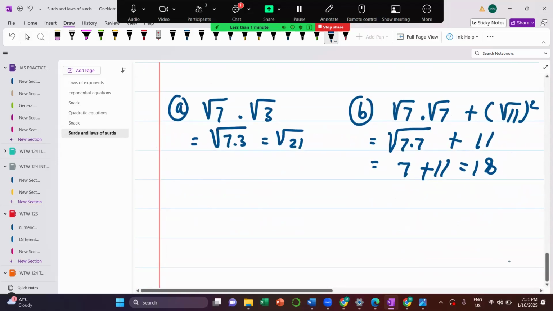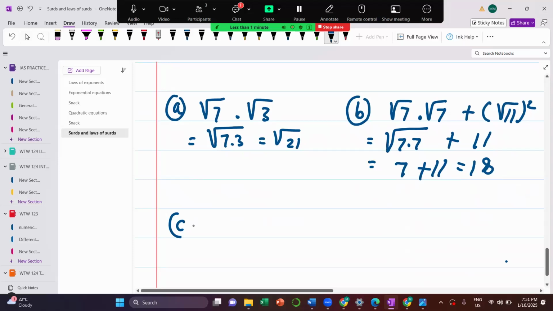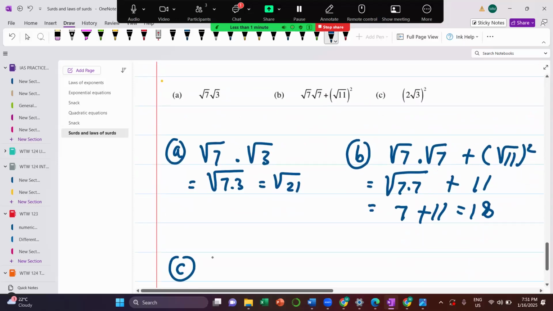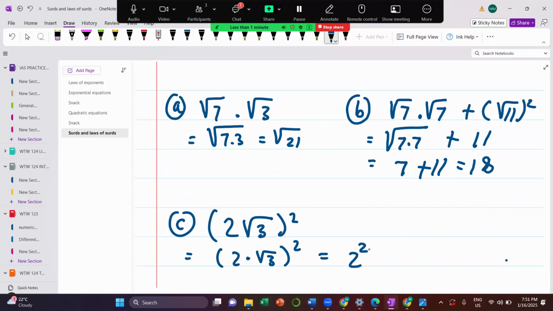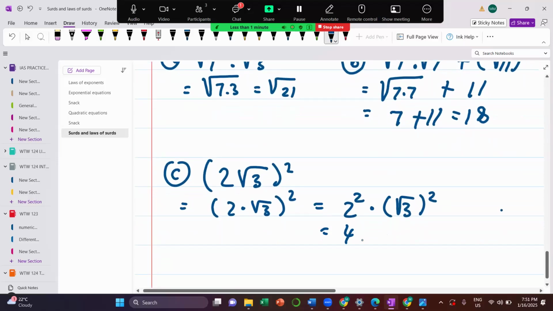Yes, sir. Okay, so let's move on to letter C. For letter C, we are given 2 root of 3 all squared, right? So I know that this 2 is multiplying the square root of 3, and this is all squared. So I will take this exponent and give it to each base that is inside. So I'm going to raise 2 to the exponent of 2, times root 3 all to the exponent of 2. So here, I'm going to get a 4. But here, this square root and that 2 are going to cancel each other. So I'm going to be left with what?